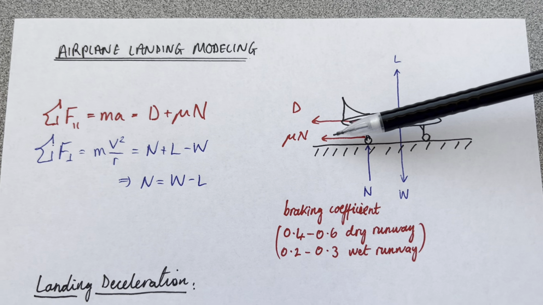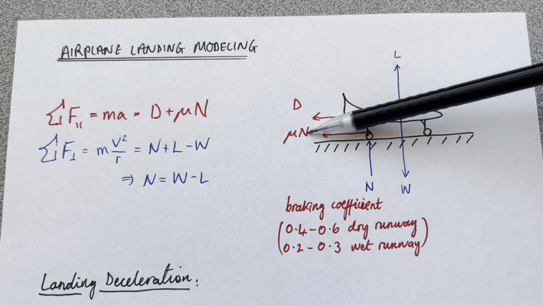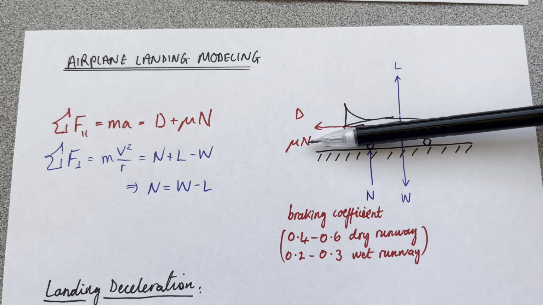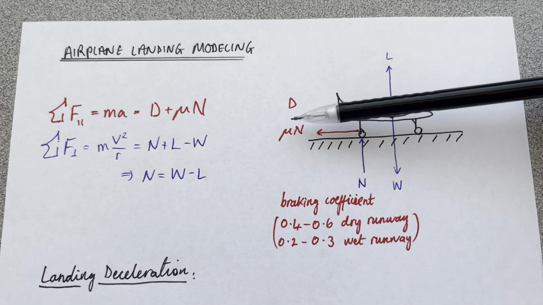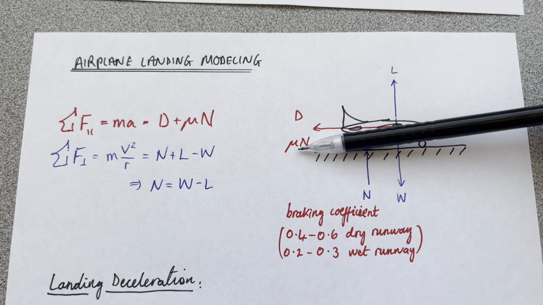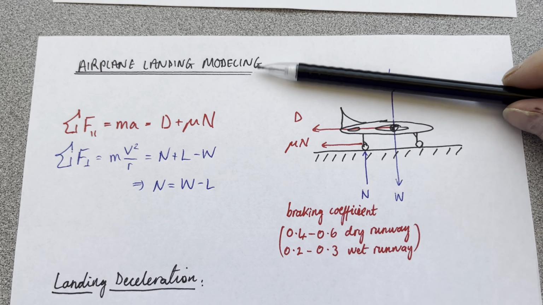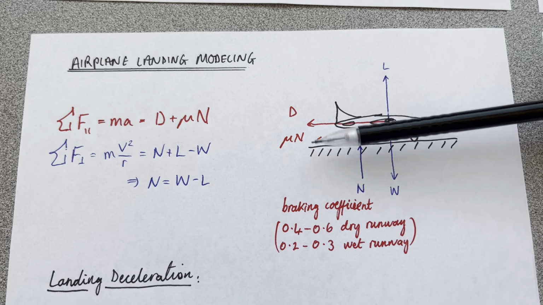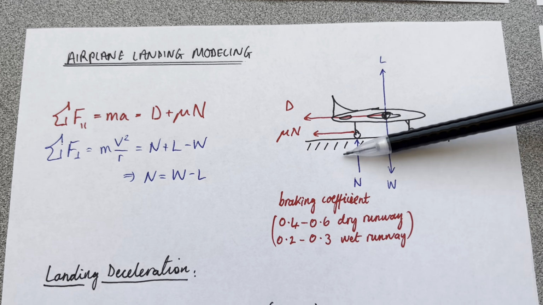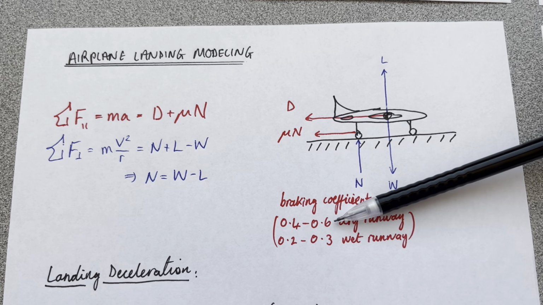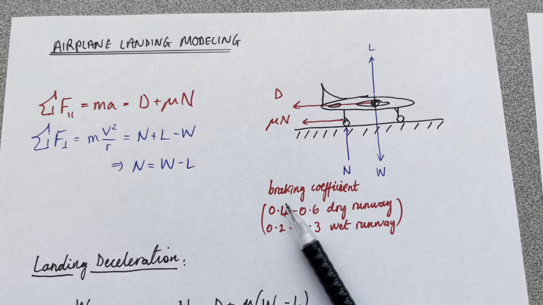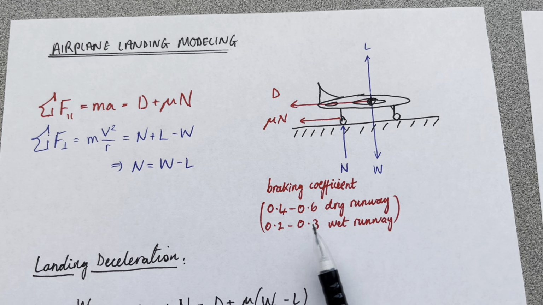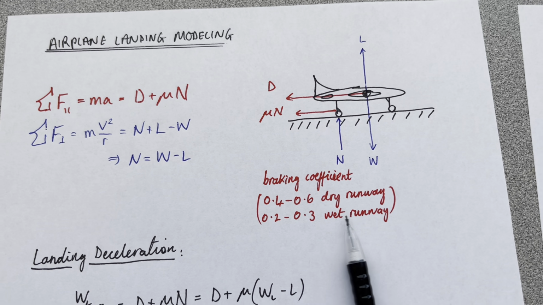In this context it means a slightly different thing, because now we're applying wheel braking and the rolling resistance to help us slow down. So it's given the same symbol, mu, but for the landing context it means a different thing. This is our braking coefficient, and that's going to be significantly larger than our rolling resistance coefficient, somewhere in the order of about 0.5 for a dry runway, and about 0.25 for a wet runway.